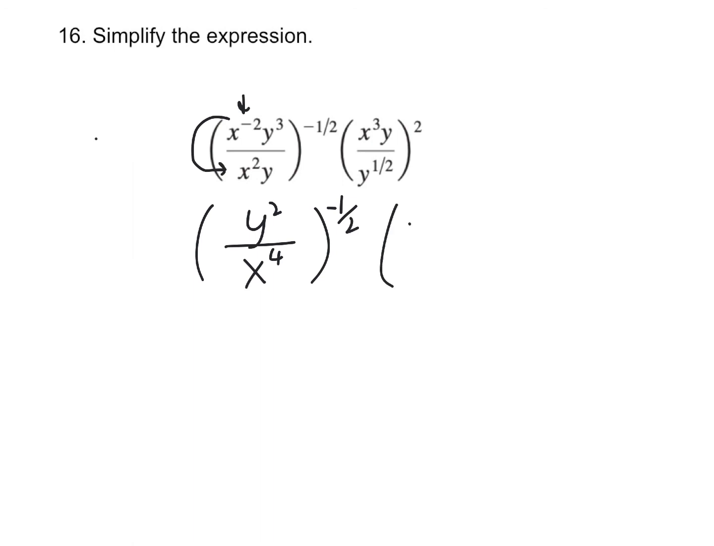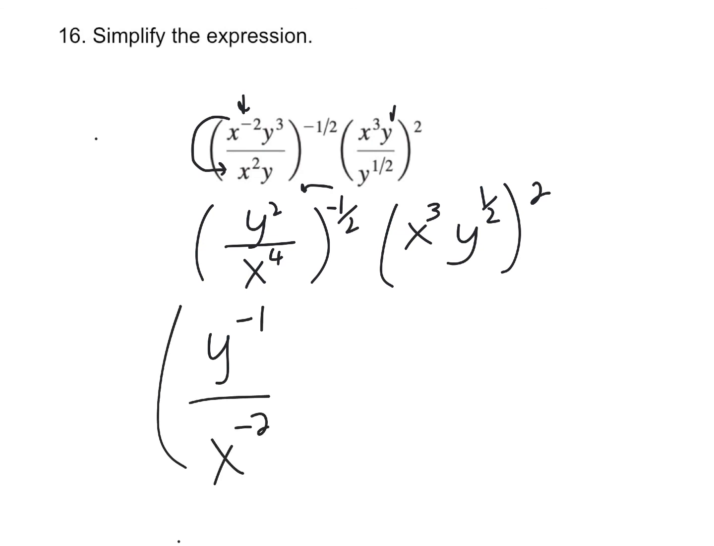My second parentheses have an x cubed. The bigger y is in my numerator. The exponent is 1/2 bigger. So I'm going 1/2. Still got the 2 out there. All right, now, this exponent right here goes for everything inside, which means you multiply the exponents, by the way. So I get y negative 1, x negative 2. And I'm going to square everything here. So 3 times 2 is 6. 1/2 times 2 is 1.